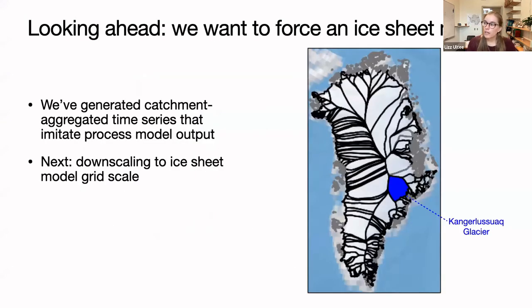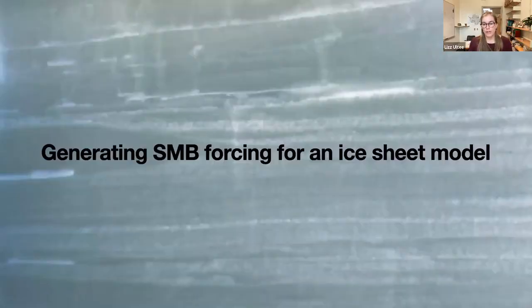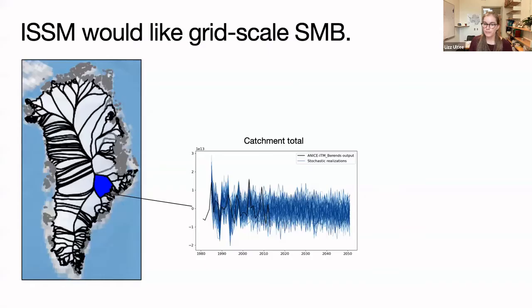So looking ahead, we would like to force an ice sheet model, ISSM. We've generated catchment aggregated time series that imitate the process model output. And next, we need to downscale this to something an ice sheet model can actually use. So generating surface mass balance for an ice sheet model is the last thing that we need to do before we can put this in ISSM.